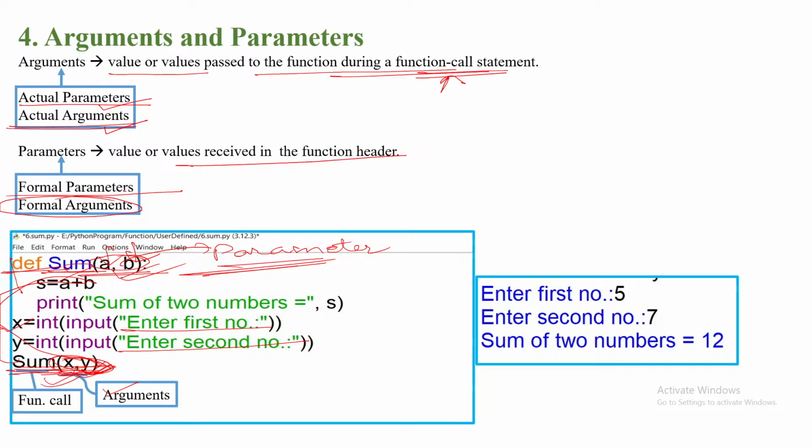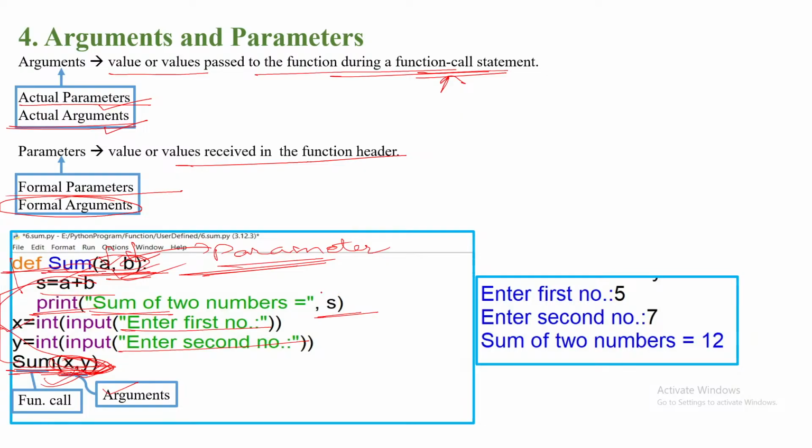Parameters only. Formal has been written, so that's why it is for parameters only. And whenever actual argument or parameters have been written, at that time you will understand that they will ask for arguments only, right? So now look into this example. Define def sum(a, b), two parameters we received from the function call, and s equal to a plus b. Now here we are not returning any value, directly we call the print command. Print sum of two numbers equal to s.